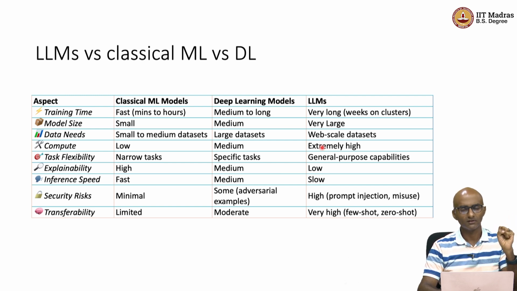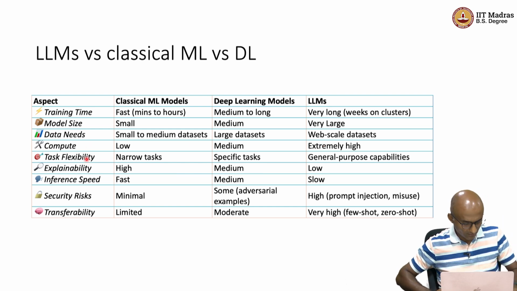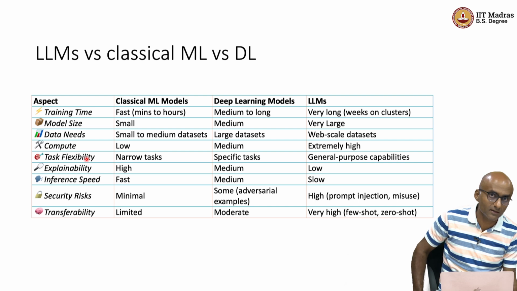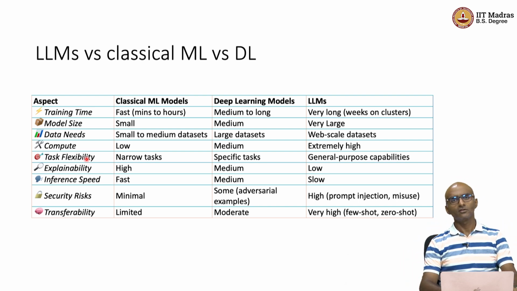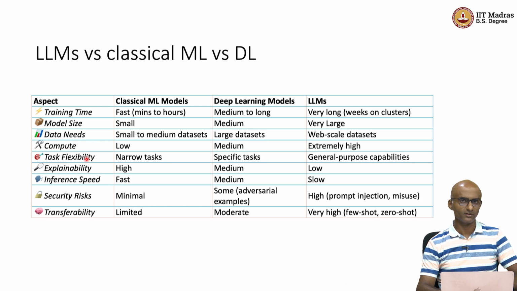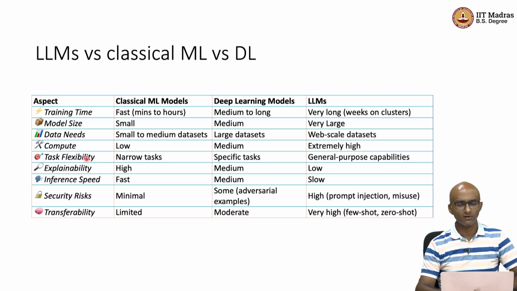Otherwise, you're stuck with extremely long runtimes. Task flexibility, meaning what kind of tasks are the output models efficient at? So if you build a classical ML to solve a specific problem like iris classification, you can't really use it for audio detection. It just doesn't work.